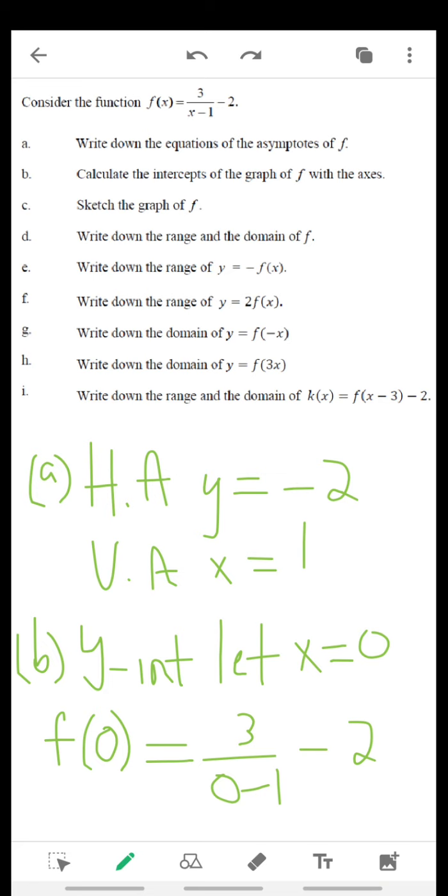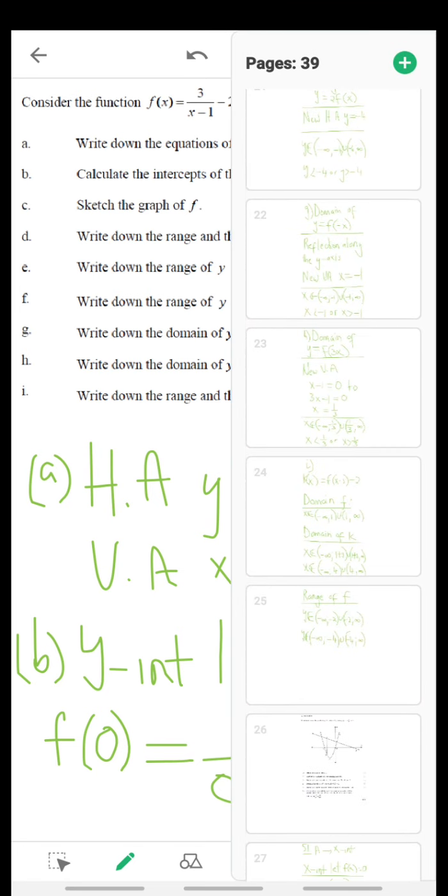Write down the range and the domain of k of x if k of x is f at x minus 3, minus 2. Now I want you to notice something. There is a translation on the values of x, and x minus 3 is a shift 3 units to the right. But there is also another shift downwards by 2 units. So both the domain and range of the original function f will be affected. The vertical asymptote will shift by 3 units to the right, and the horizontal asymptote will shift by 2 units downwards. Very important.